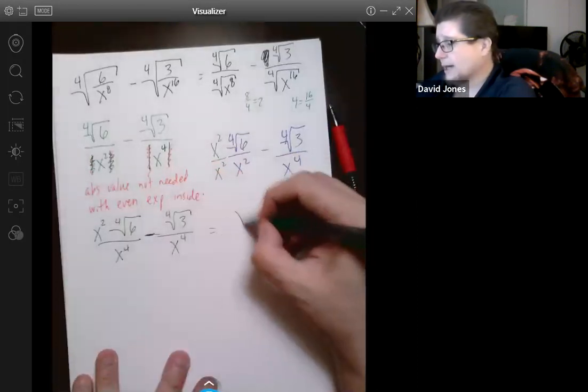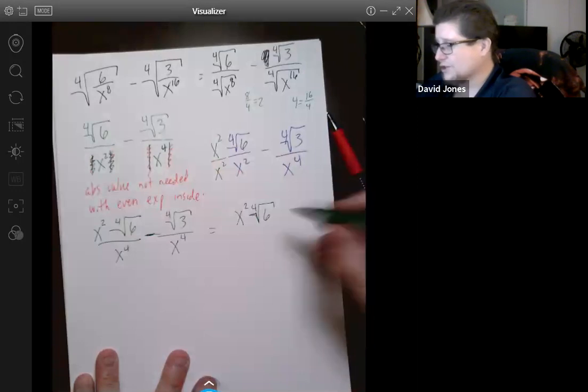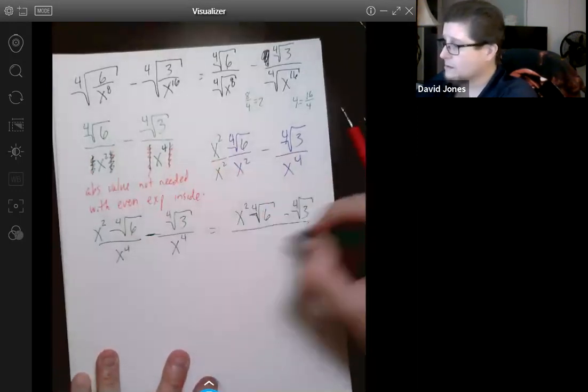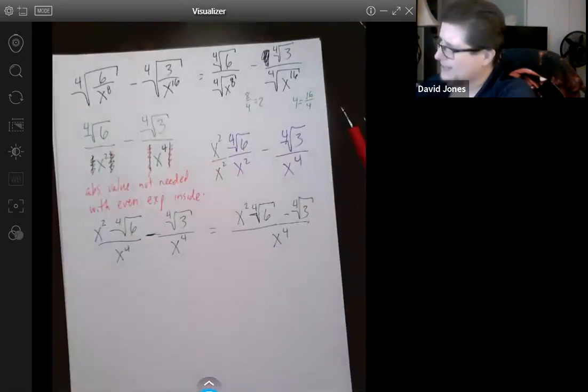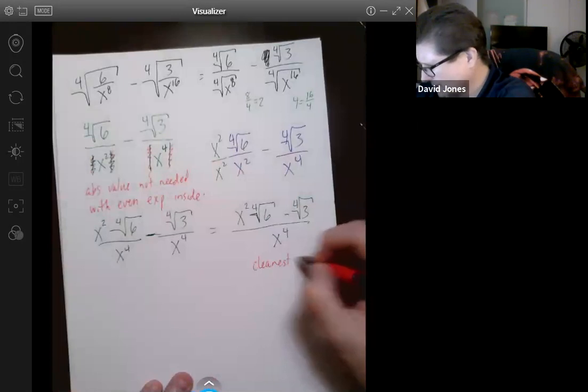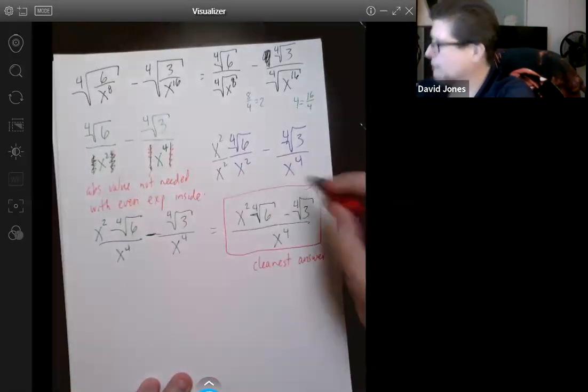And then we can combine them. And make sure that ledge is clear. That's probably your cleanest answer. Doesn't have to be pretty to be right.